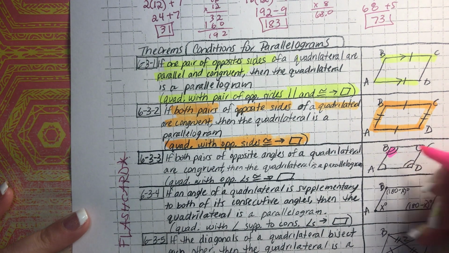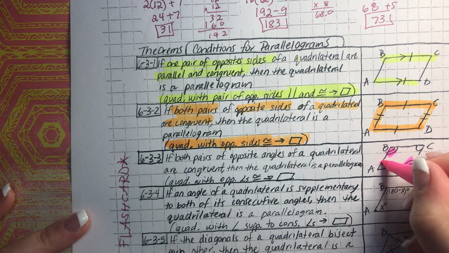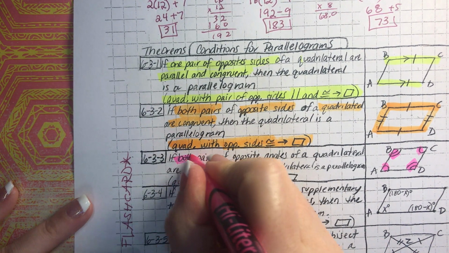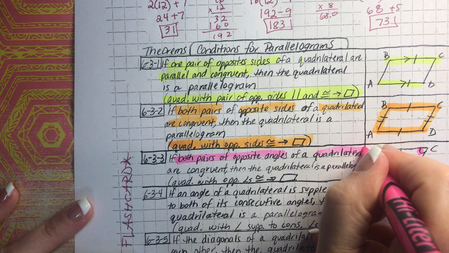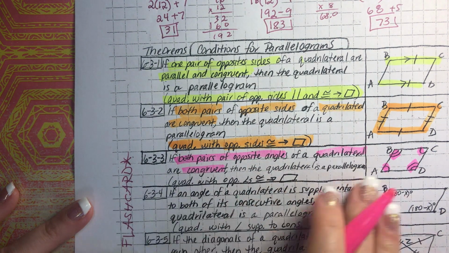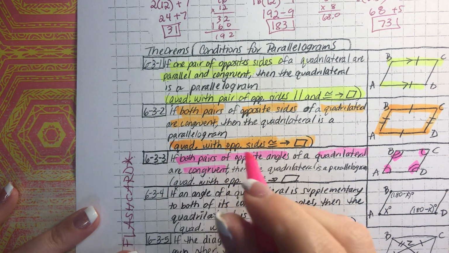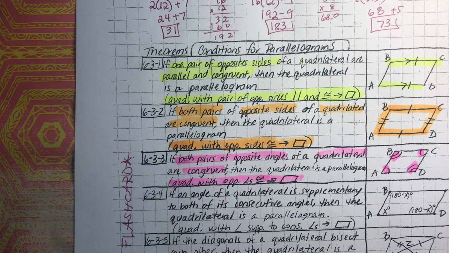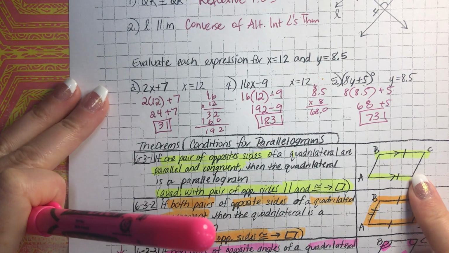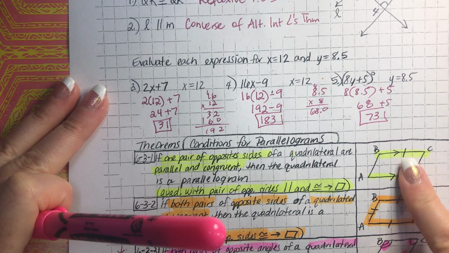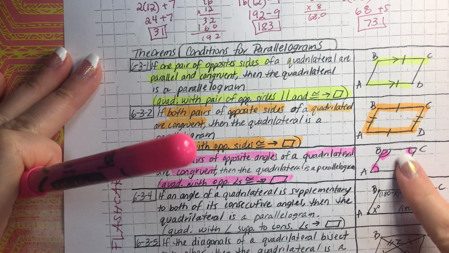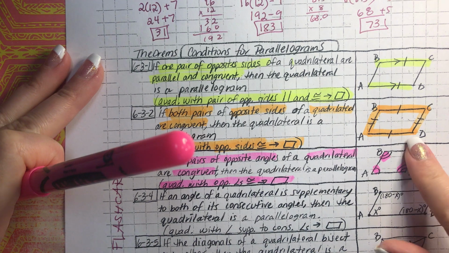So we have one set of opposite angles that are congruent, and then we have another set of opposite angles. So if both pairs of opposite angles of a quadrilateral are congruent, then we have a parallelogram. So quadrilateral with opposite angles congruent, then it's a parallelogram. Okay, so far this one is kind of new, right? With only one pair congruent and they're parallel. But these are just very similar to last section.